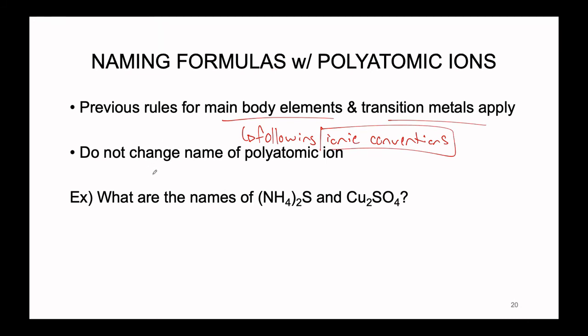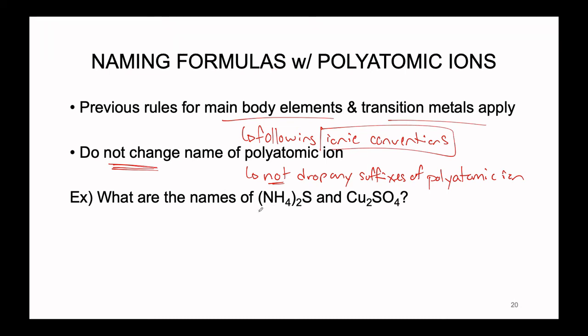When naming our formula, if there is a polyatomic ion present, we do not change the name of the polyatomic ion. So we are not going to drop any suffixes of the polyatomic ion. We're not going to be adding IDE to the polyatomic ion. The polyatomic ion name is special and we will not touch it. Otherwise, we might start confusing the identity of a polyatomic ion for something else.